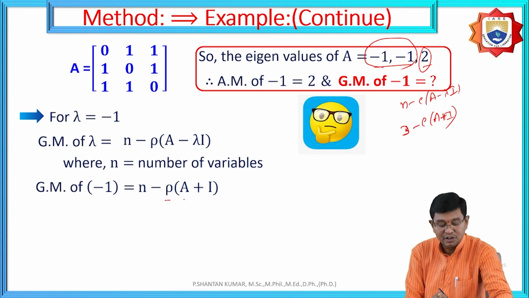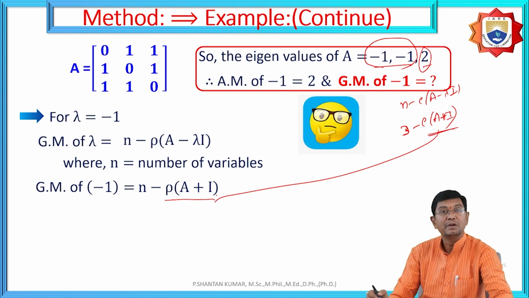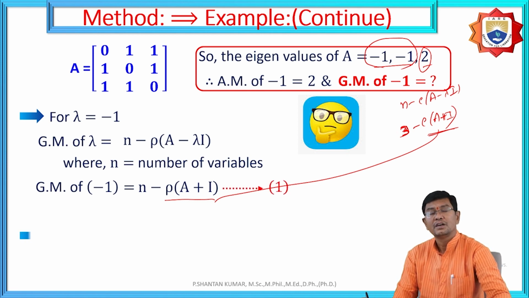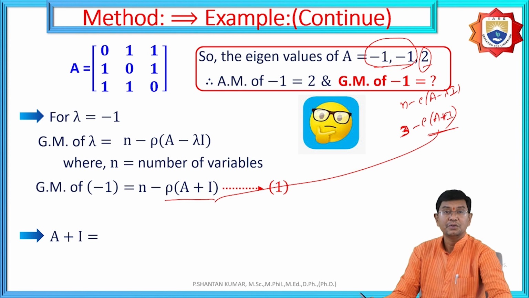First of all, we need to find the value of A plus I. After finding that, we need to replace that and subtract it from n, then find the solutions. For example, the rank of A plus I. To find the rank of A plus I, first we need A plus I. A is nothing but the given matrix, and I is nothing but the unit matrix.